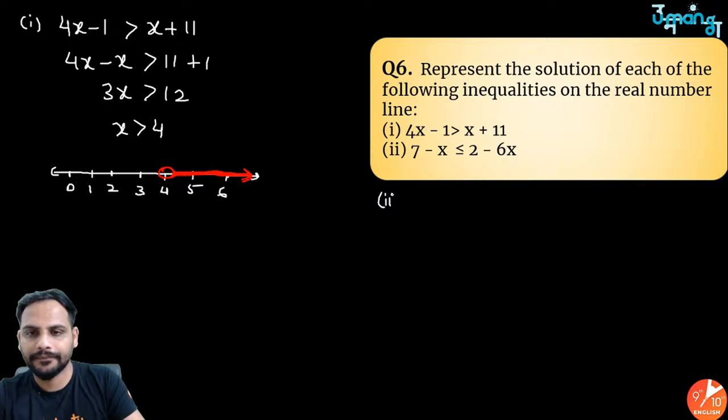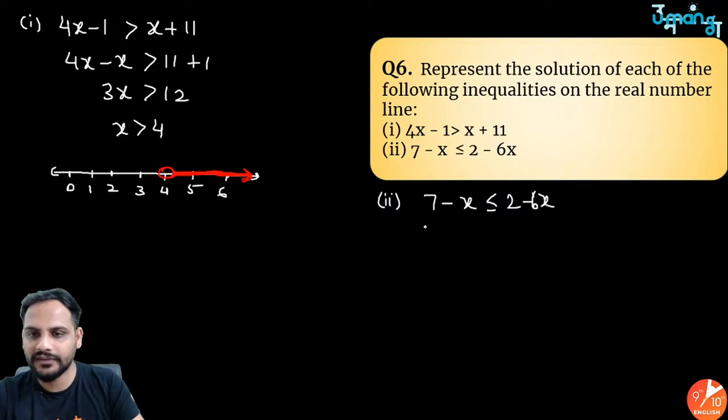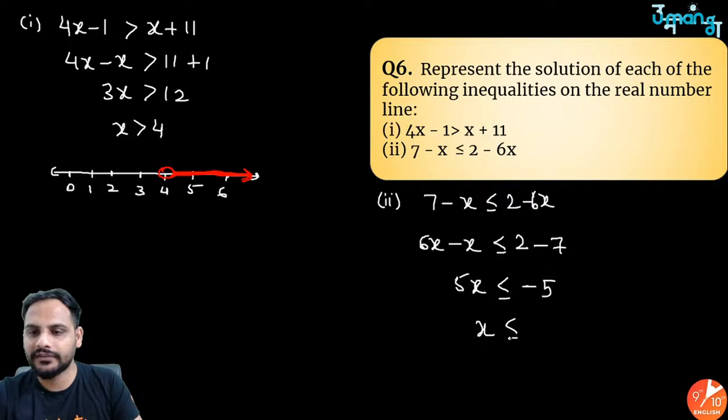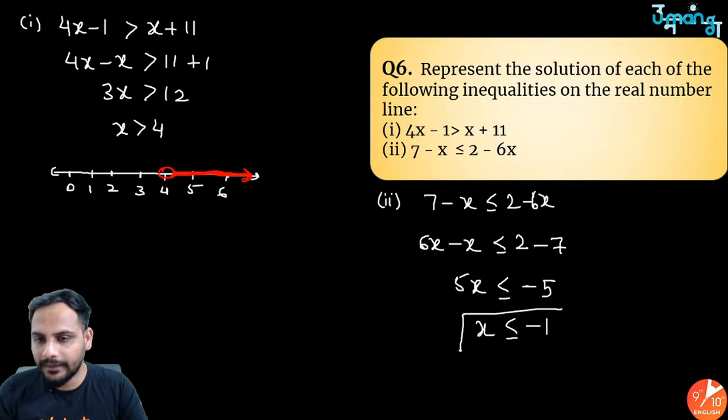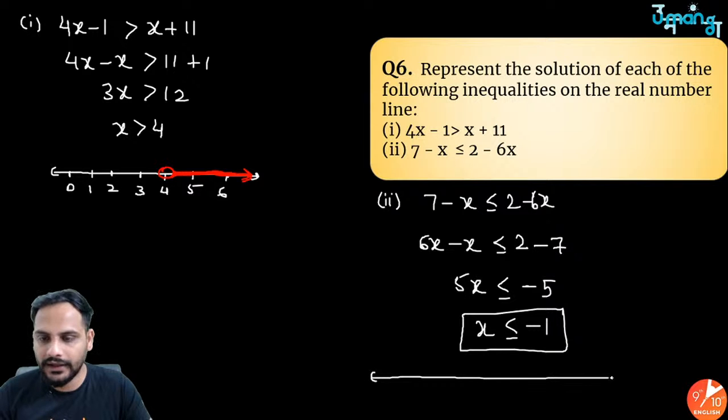Second part, 7 minus x is less than or equal to 2 minus 6x. Shift minus 6x over here, 7 over here. Minus 6x shifted there will become plus 6x. Minus x less than or equal to 2. 7 shifted over here will become minus 7. 6x minus x is 5x, less than or equal to 2 minus 7, which is minus 5. So I will get x is less than or equal to minus 5 divided by 5, which is minus 1. Since I have divided by 5, a positive number, I am not changing the sign. So here x should be less than or equal to minus 1.